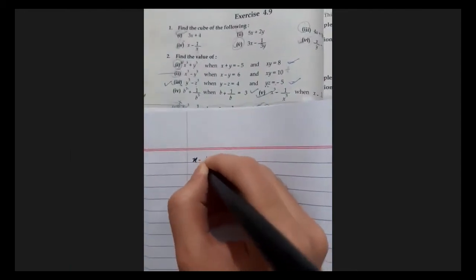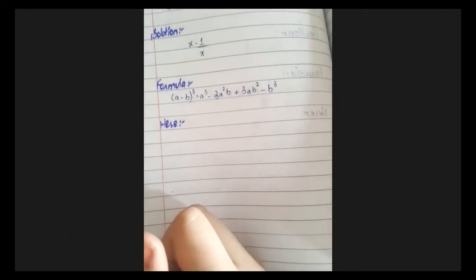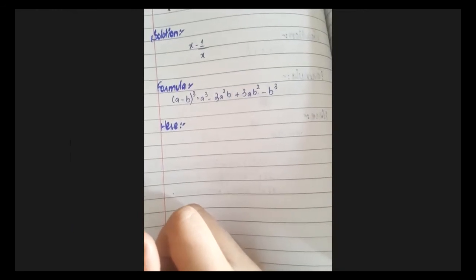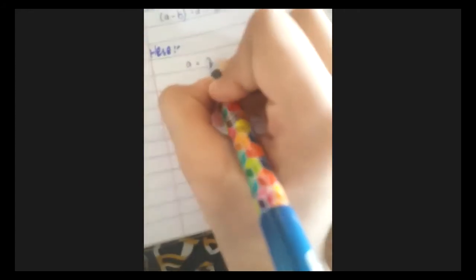Okay, Shiza. Just a minute. Okay, this is Shiza's work. Shiza, please write here after the heading of solution, take the cube of x minus 1 upon x. Put the brackets, yes, and the cube. Yes. Now decide which is a and which is b.